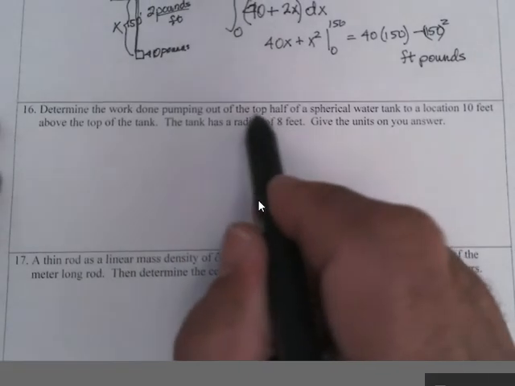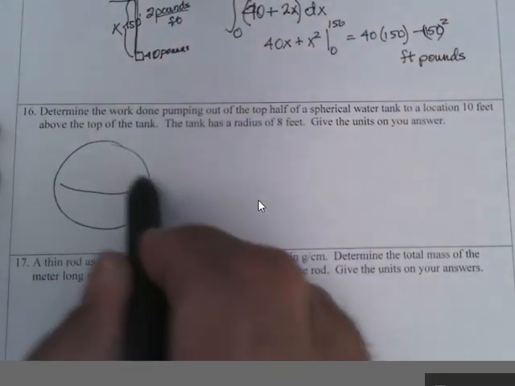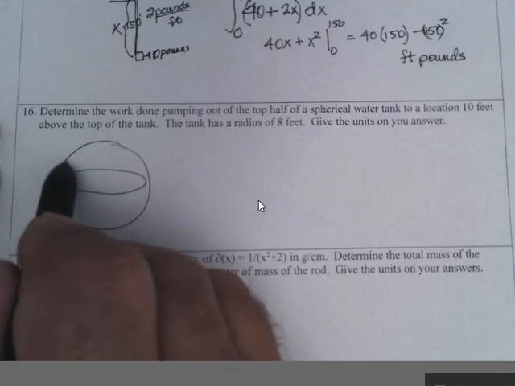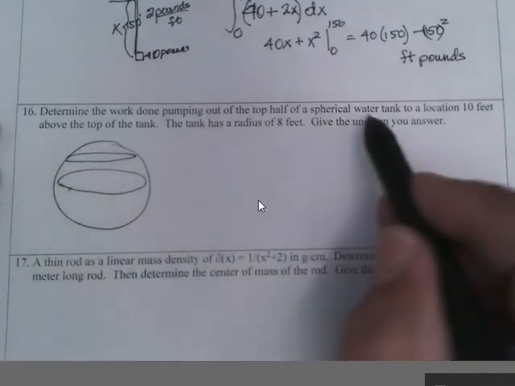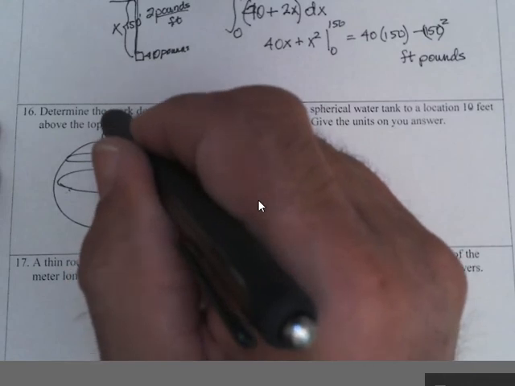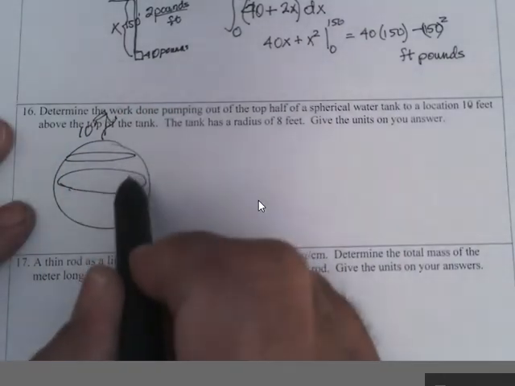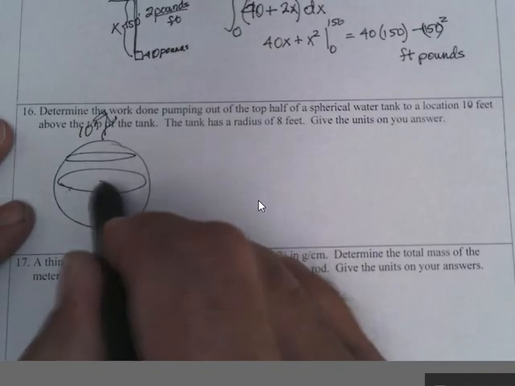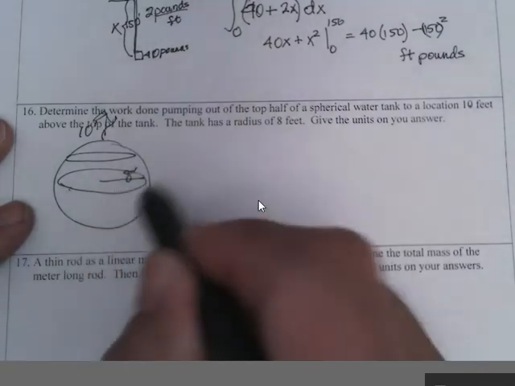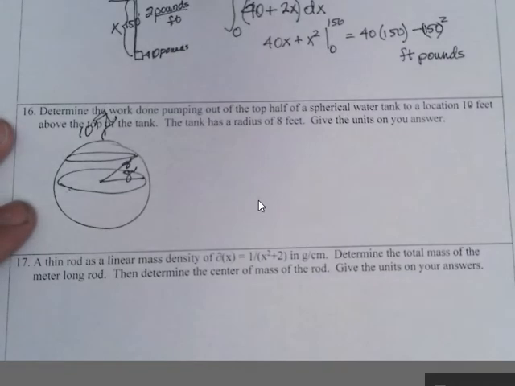Determine the work pumping out the top half of a spherical tank. So I'm going to take a slice, to a location 10 feet above the tank. So I've got to go up 10 feet. And the radius of this tank is 8 feet. So that's also 8 feet. Don't forget that.